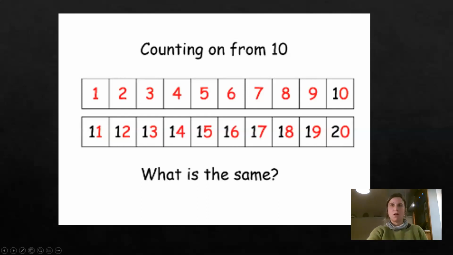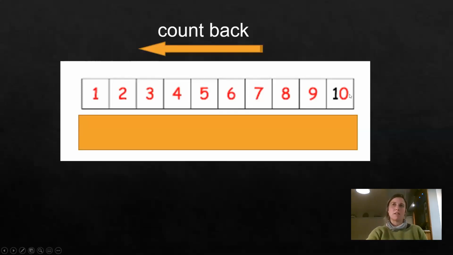Okay, right, let's see if we can count backwards this time. So we'll start counting backwards from 10 back to 1, and then we're going to try and count back from 20. So together, 10, 9, 8, 7, 6, 5, 4, 3, 2, 1. I bet some of you are quicker than me, aren't you? Let's have another go. Let's try going back from 20.